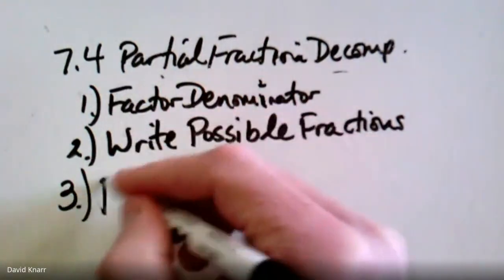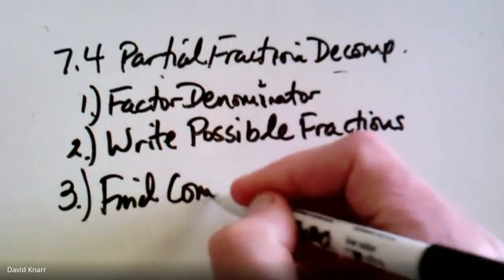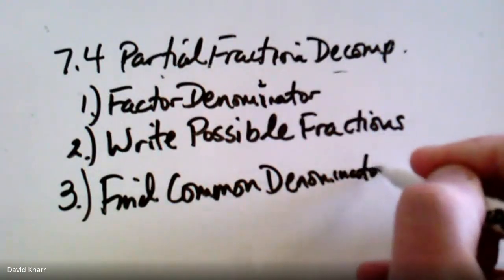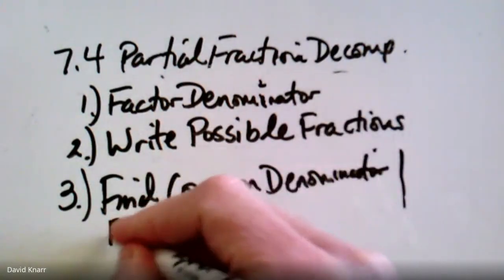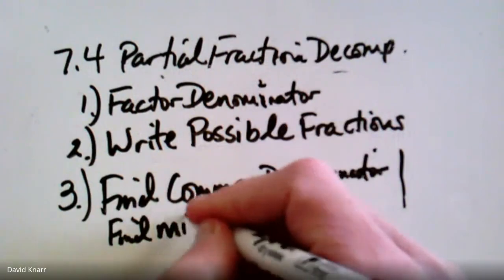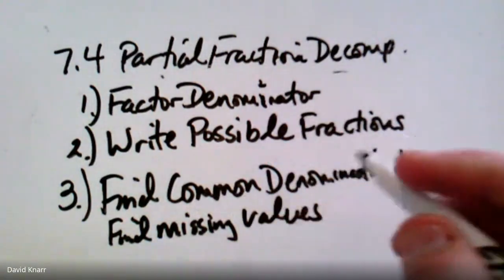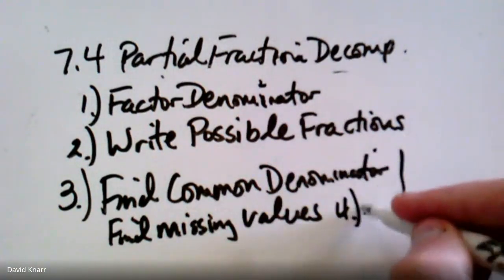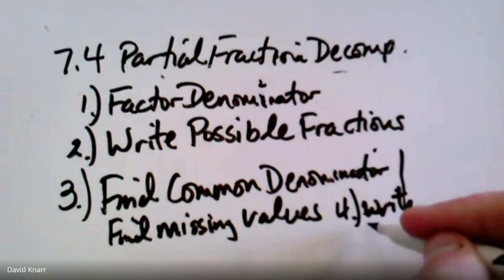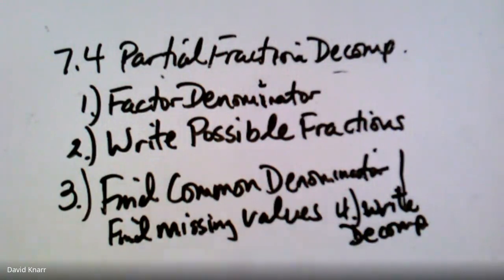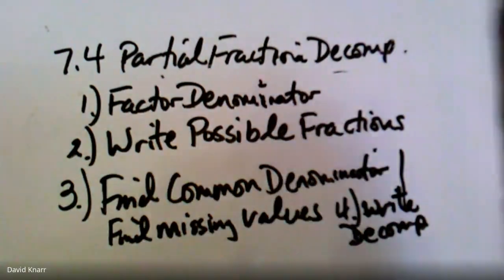Okay. Number 3, you're going to find the common denominator and find the missing values. Okay, and then finally, step 4 is you're going to write the decomp. You're going to write the fractions that you get and say, that's my final answer. These are the fractions I got. Okay? All right, and I'll show you how to do all these momentarily.